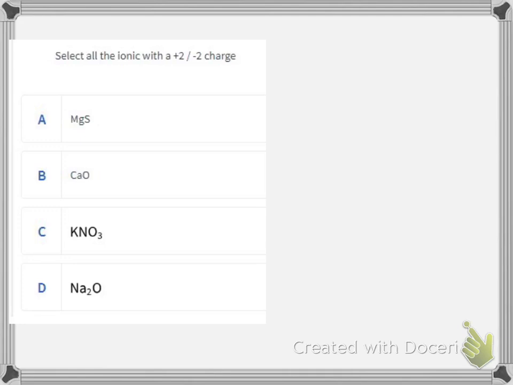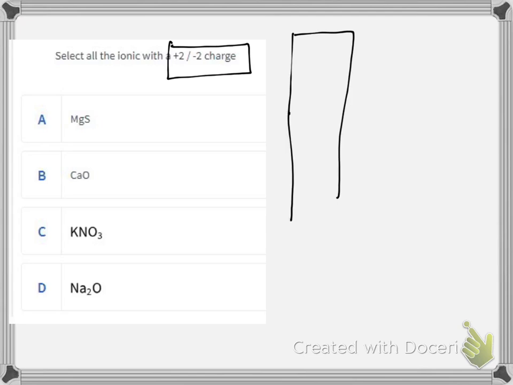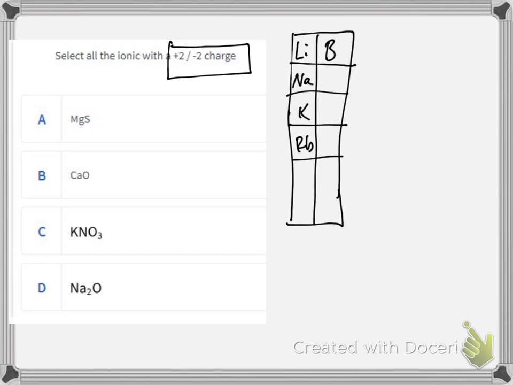Okay, so the question here is about ionics. We want to know which of these ionic substances have a +2, -2 charge. As we mentioned in class, when we look at the periodic table, you're expected to recognize some of the landmarks, general trends. The first column is +1, and the second column is +2. So lithium, sodium, potassium, rubidium are always going to be +1. Magnesium, calcium, strontium are always going to be +2.